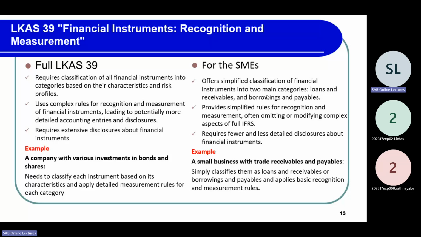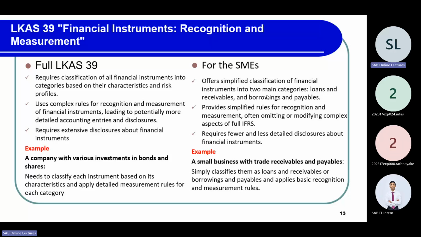Here I have mentioned an example. A company with various instruments like bonds and shares needs to classify each instrument based on its characteristics and apply detailed measurement rules for each category. For the SMEs, it offers a simplified definition of financial instruments, such as loans and receivables and borrowings and payables. It provides simplified rules for recognition and measurement of loans, including modifications with respect to related parties. It also requires fewer and less detailed disclosures about financial instruments. Here I can mention an example for SMEs. Small businesses have receivables and payables, so they classify them as receivables or borrowings and payables and employ basic recognition and measurement tools.